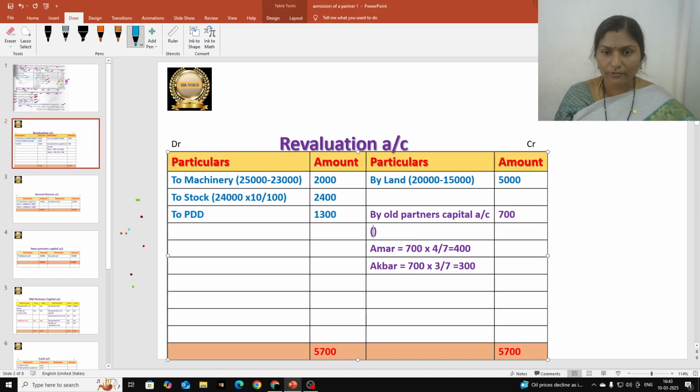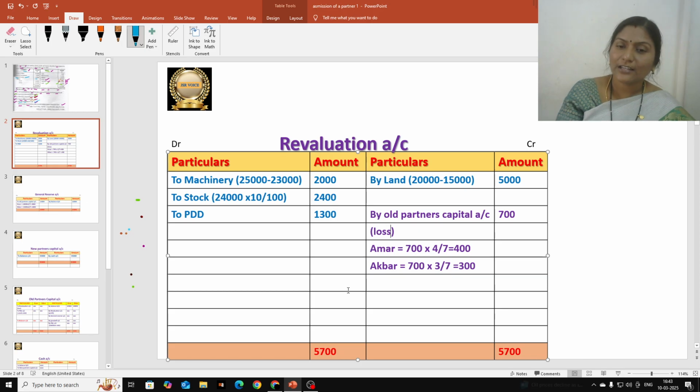So this is not profit, this is loss. If you get anything on the credit side, that is known as loss. If you get balance on the debit side, that is profit, students. Okay, so note that point. If the balance you get in the revaluation account is on the credit side, that is loss. If you get it on the debit side, that is profit, students.